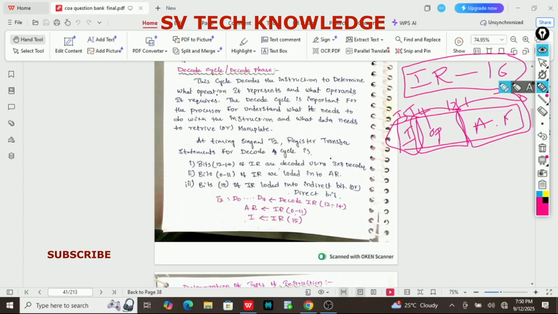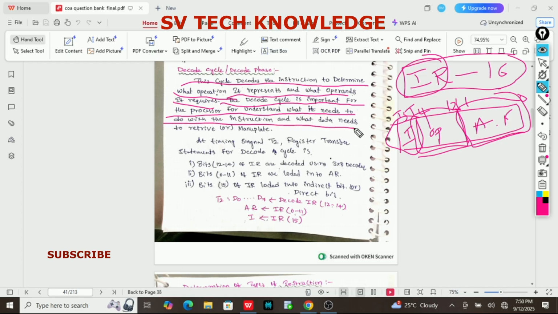Now I am going to explain what happens in the decode cycle. This cycle decodes the instruction to determine what operation it represents and what operation it requires. Through this decode, I will define what operation is going to be performed on the particular data stored in the instruction register, which is stored in memory or written by the user. The decode cycle is important for the processor to understand what it needs to do with the instruction and what data needs to be retrieved or manipulated.